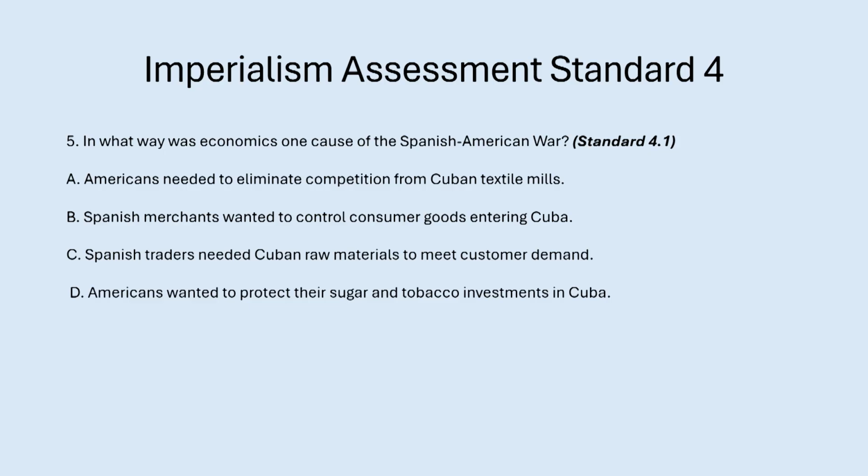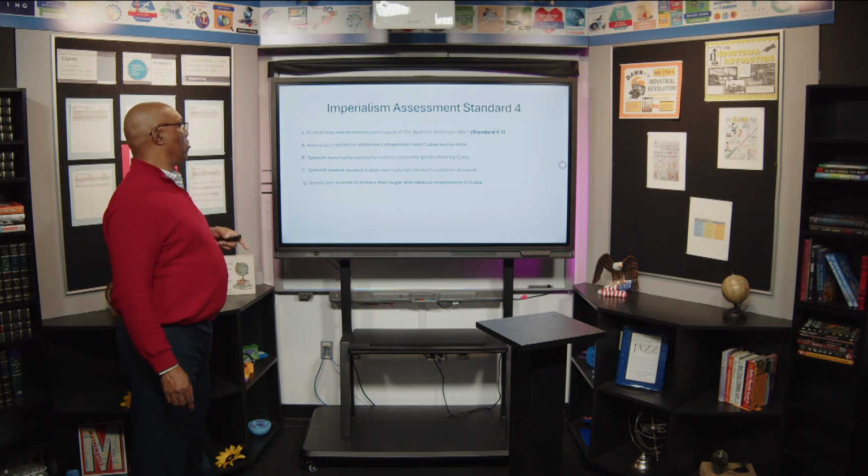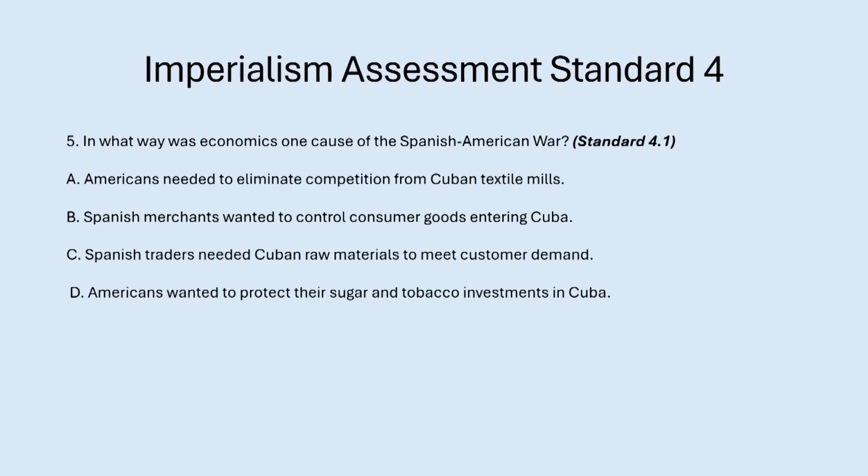In what way was economics one cause of the Spanish-American War? Americans needed to eliminate competition from Cuban textile mills. Spanish merchants wanted to control consumer goods in China, entering Cuba, excuse me. Spanish traders needed Cuban raw materials to meet consumer demand, customer demand. Americans wanted to promote their sugar and tobacco investments in Cuba.